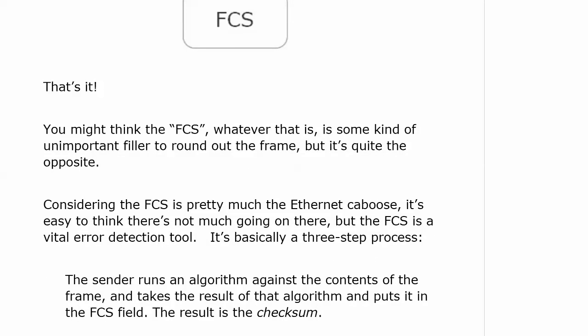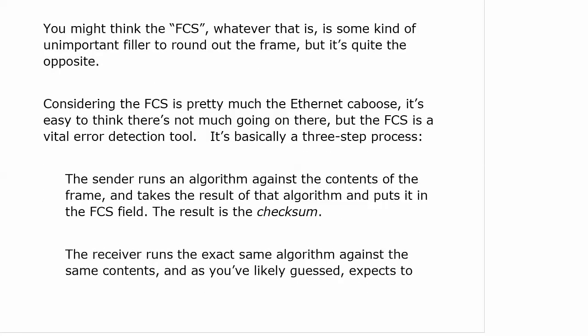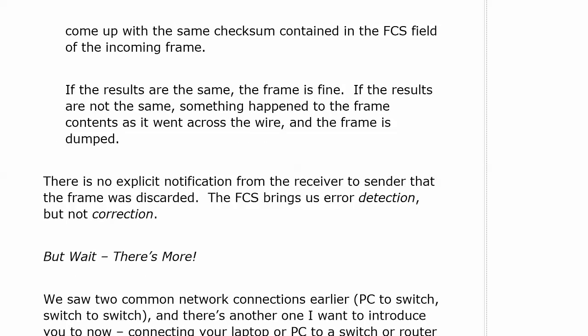The sender is going to run an algorithm against the contents of the frame. It takes the result of that algorithm and puts it in the FCS field. Now, I may have mentioned that elsewhere, but maybe not this term. The result is the checksum. Now, the receiver gets the frame, runs the exact same algorithm against the exact same contents, and what do we expect to get? The exact same value in that checksum.